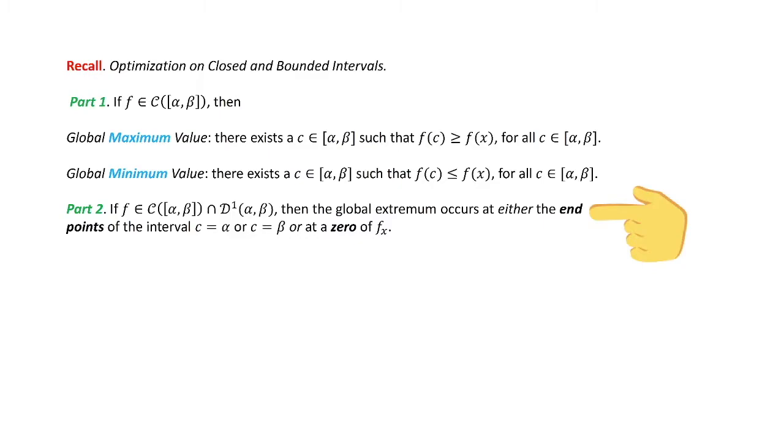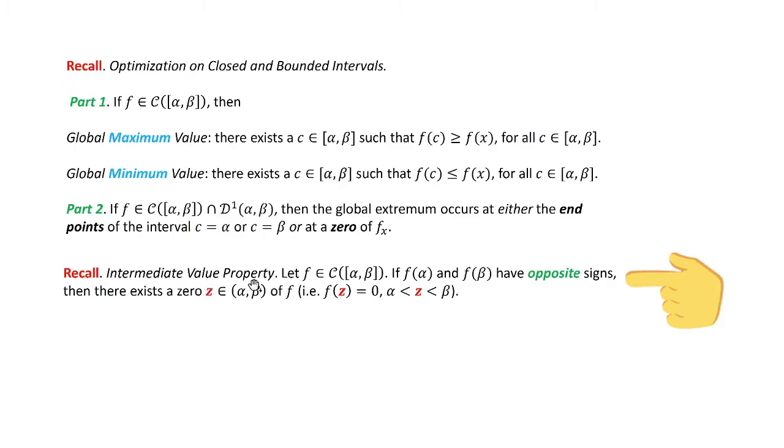Again, I've lost track, but what do we have? 4 or 5 of them? Zero tells me intermediate value theorem. So the intermediate value property: the function has to be continuous on the closed and bounded interval. If the endpoints have opposite signs, then there's a zero in between.